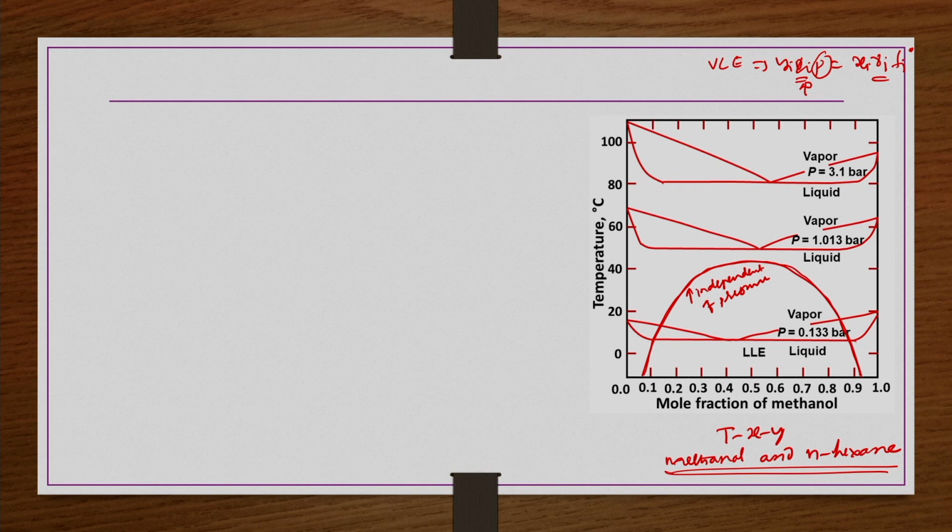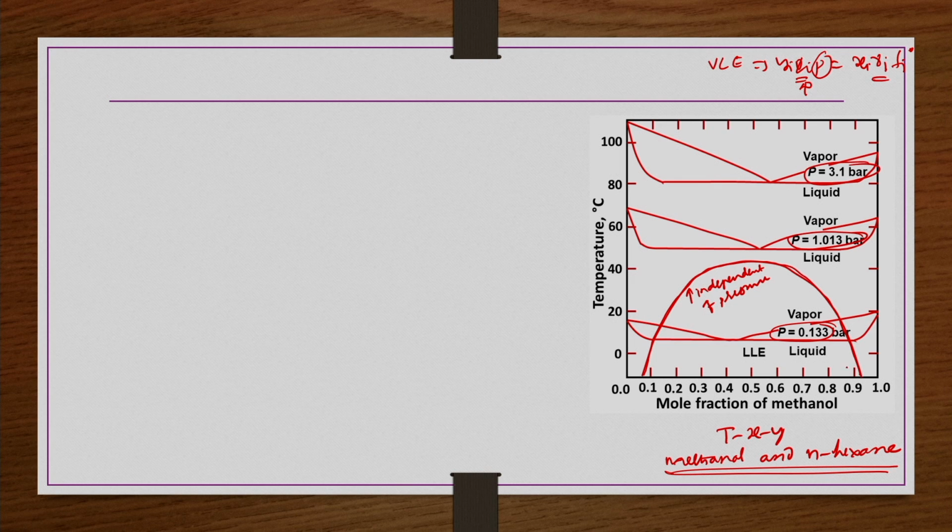The same TXY diagram that you are drawing here, if you draw it at different pressures targeting the VLE behavior of the same system, then you have different curves, and those different curves are shown here. At the low pressure is this one, the bottom one, and then at 1.013 bar it is the middle one, and the top one is at 3.1 bar.